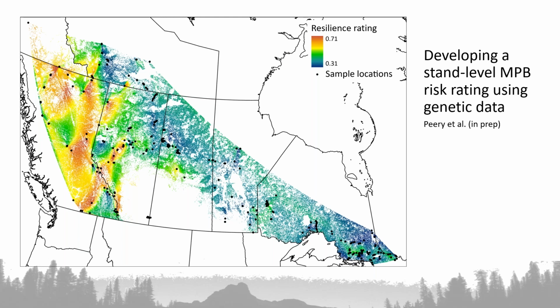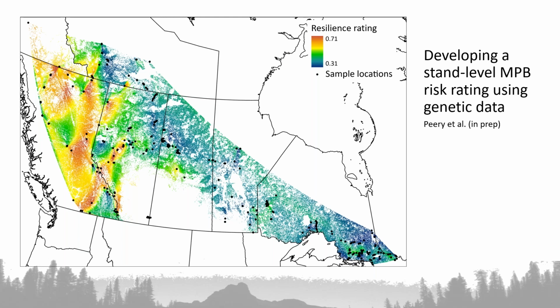This is what they look like on the landscape. So what we're trying to do is use all of this genetic information to create one stand level risk rating based on genetic data. So I've called it a resilience rating. In BC, we have a lot more resilience, and that's because we have our evolved host. And as we transition from our evolved host to our naive host, we have fewer of these resilient markers.